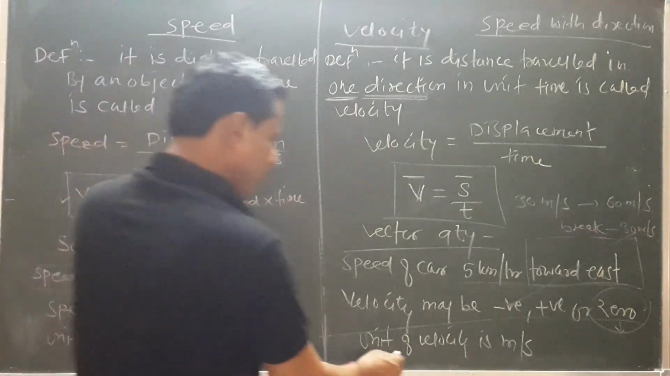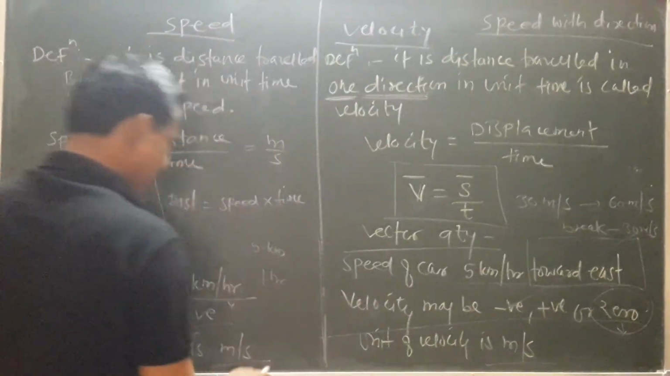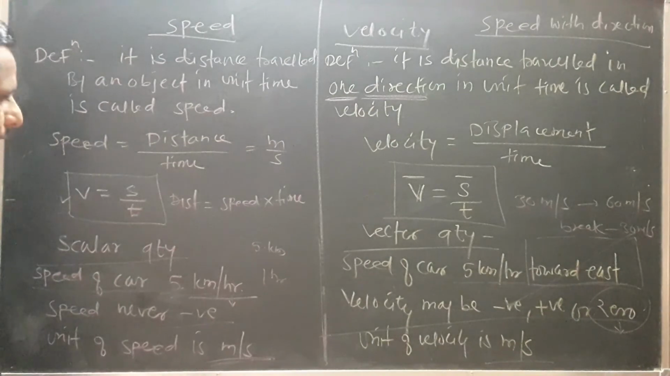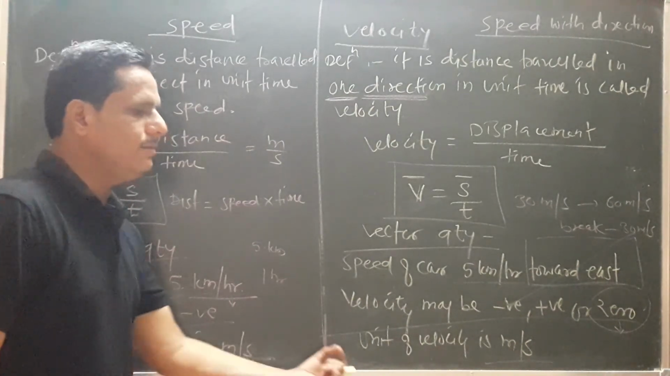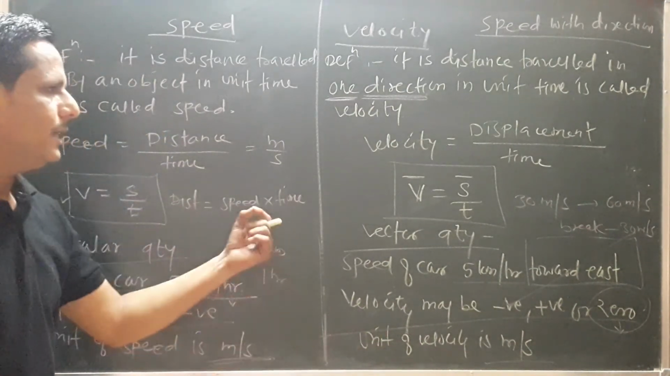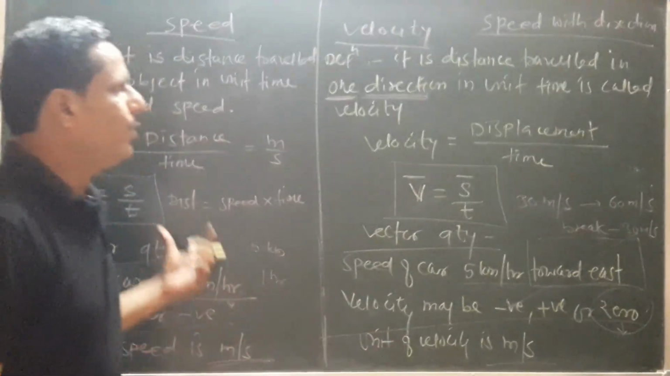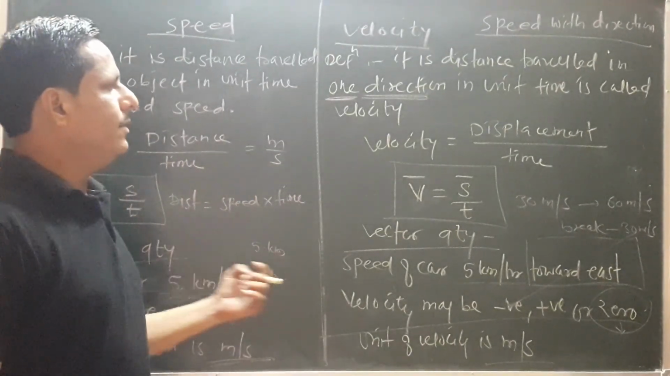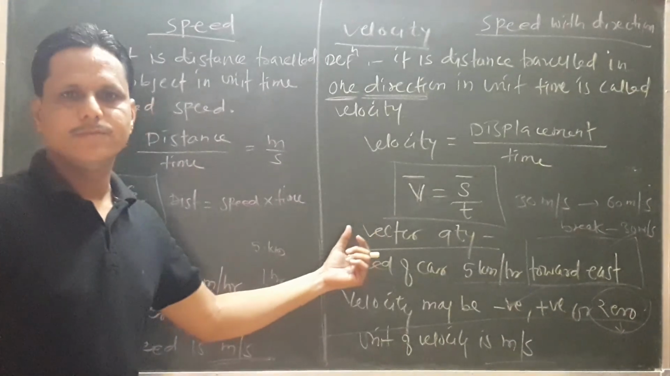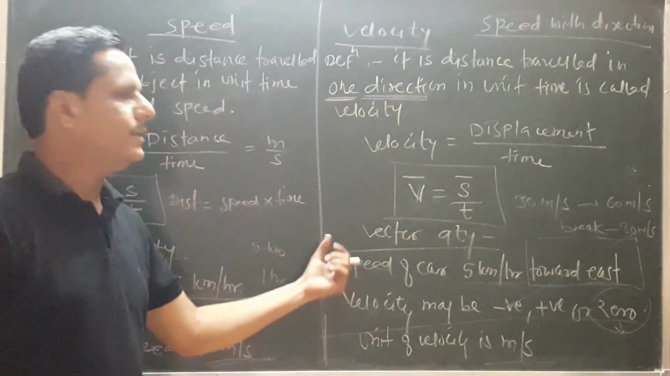And the last point, the unit of velocity, is meter per second. Similar to speed, both are measured in meter per second. That is its basic unit. Are you getting it? What do you mean by speed? What do you mean by velocity? Okay, so we are going to stop here. Thank you.